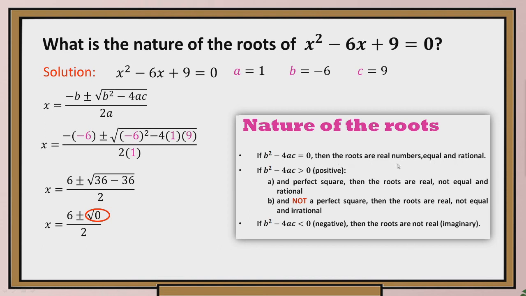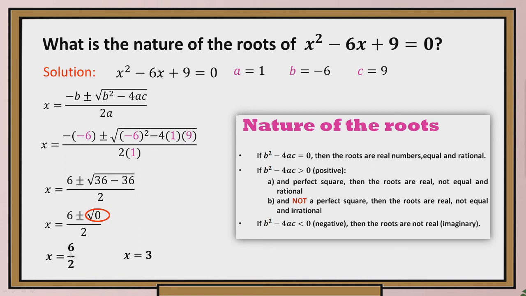So to verify this, we will continue our solution. Since 0 na ang side na to, we are now left with only 6 over 2. And 6 over 2 is also equal to 3. Kaya going back to the conditions, masasabi nating tama ang sinasabi ng ating discriminant.